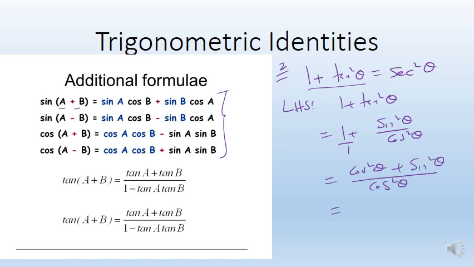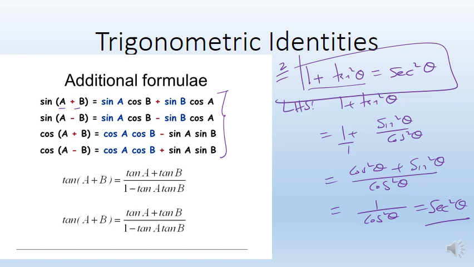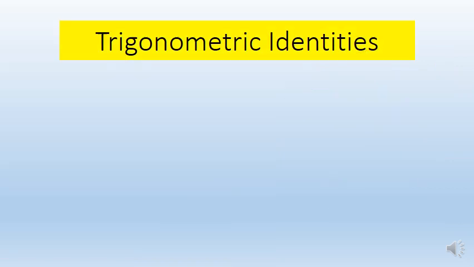So you've got cos squared theta plus sine squared theta over cos squared theta. But we just proved that cos squared plus sine squared is 1. So 1 over cos squared theta is sec squared theta. And there we've just proved the identity. It's pretty straightforward, but the trick is to write everything in terms of sine and cos, and you'll be on your way. There's a formula that I would like to prove very quickly.